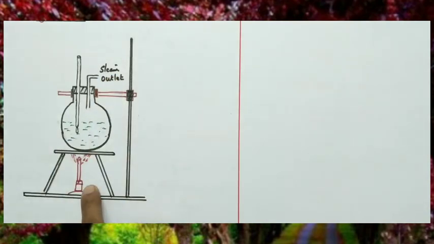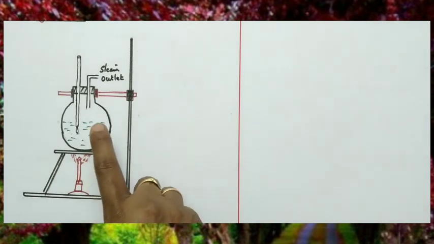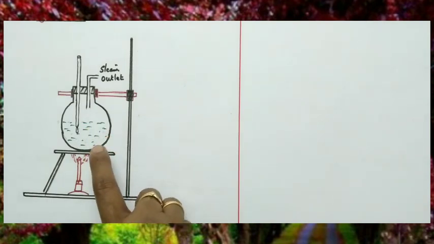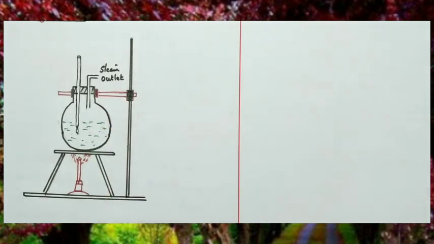If it is placed over the burner and you heat the water, we can see that as the water gets heated in the flask, first the air which was dissolved in water will come out as small bubbles. When the water reaches 100 degrees Celsius, we can see the bubbles rise to the top and the water begins to boil.